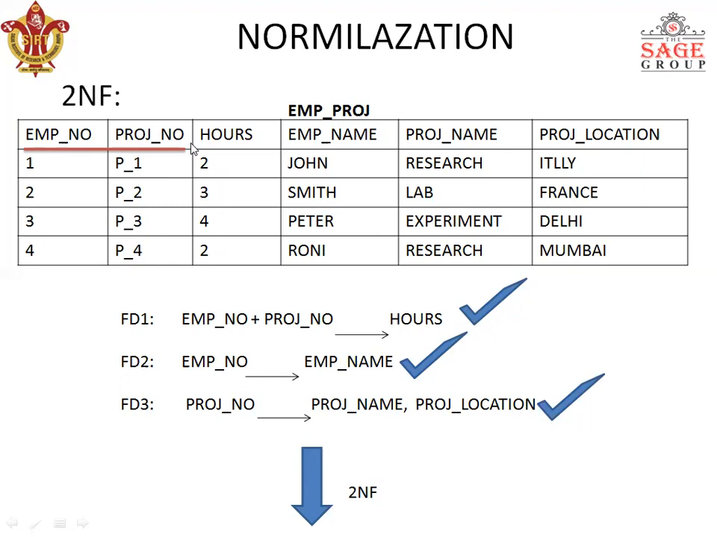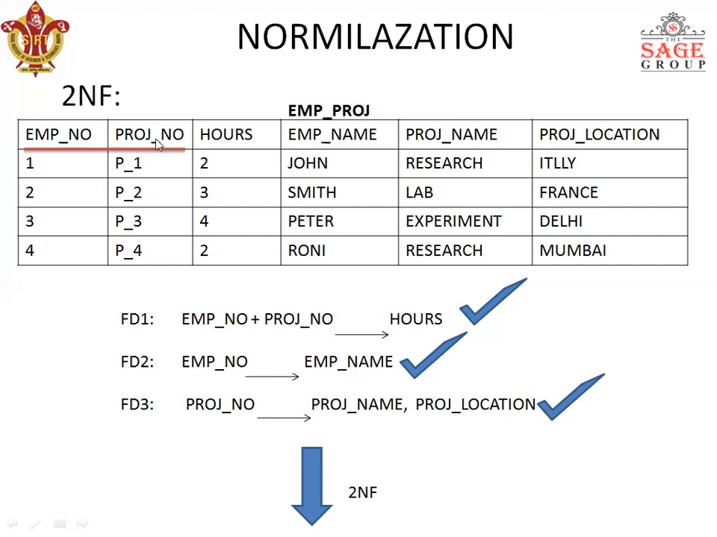With the help of employee number and project number, we can easily identify hours. So here we made 1 functional dependency: employee number, project number determines the values of the hours column. This is the first functional dependency. Now we have another functional dependency: with the help of only employee number, can we identify employee name? Yes, we can easily identify employee name.